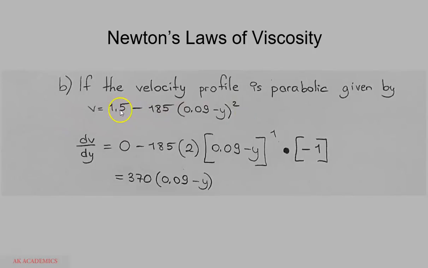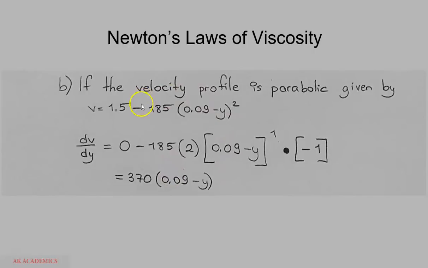If we have this equation as V equals 1.5 minus 185 (0.09 minus y) all squared, we can find our dv/dy, which represents our velocity gradient, by differentiating this expression. If you do that, we'll be left with, this is a constant, it becomes 0. If you differentiate these, you're going to have 2 (0.09 minus y), then 2 minus 1 at the top here, multiplied by minus 1 when you differentiate this y right in the middle.